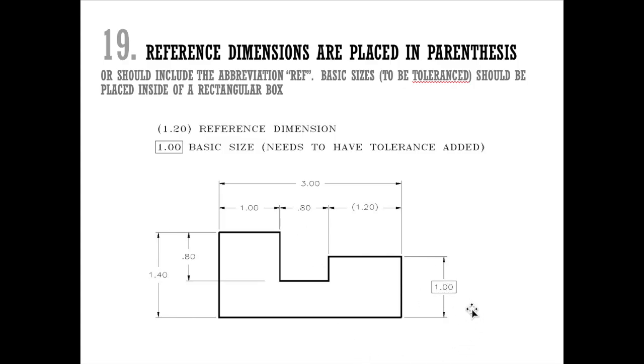The boxed-in dimension is a basic size to be toleranced to. That means if you're adding tolerance, this is the dimension that you should start with, so that all the other tolerances are referencing it. It kind of acts like your datum.